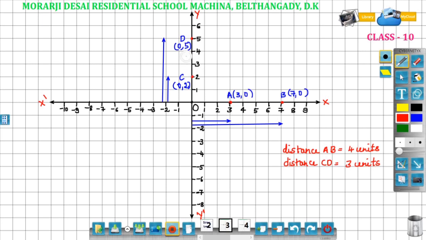See, here y coordinates are 5 and 2. If you subtract the y coordinates, you will get the distance between the points. That is 5 minus 2 is equal to 3 units, because here x coordinates are 0. If you want to find the distance between the points which lie on the y-axis, you have to subtract y coordinates.